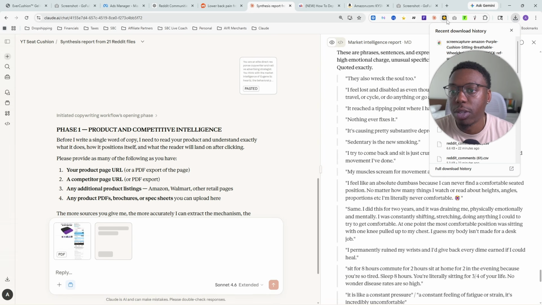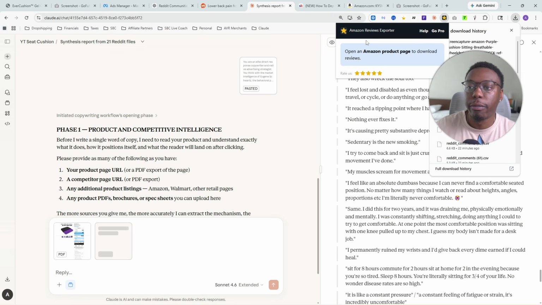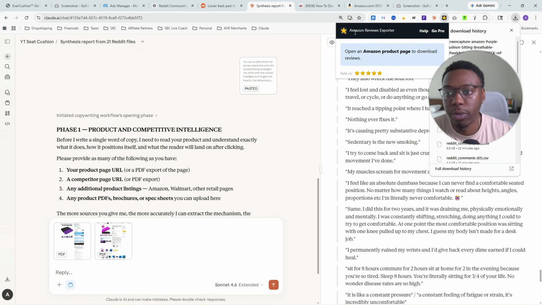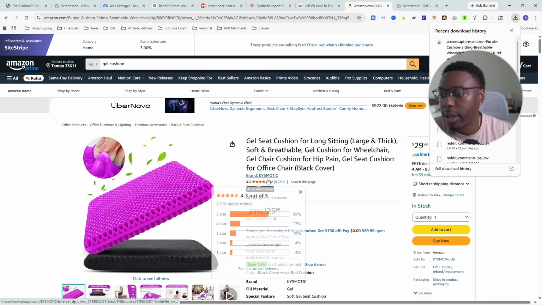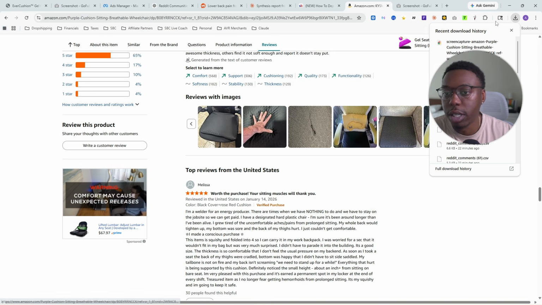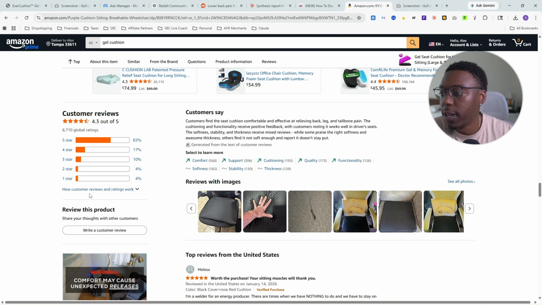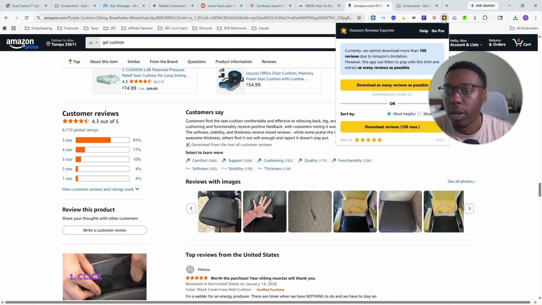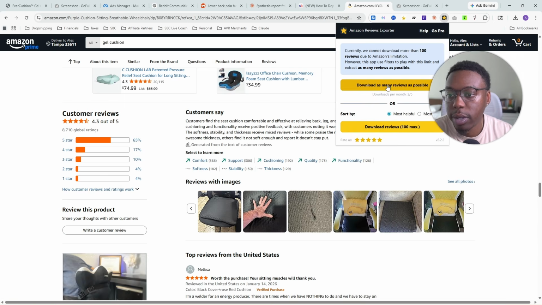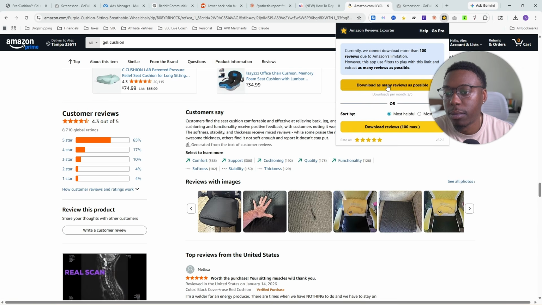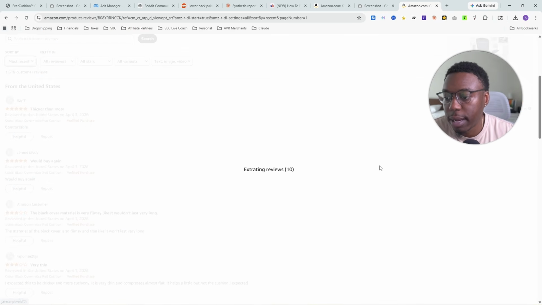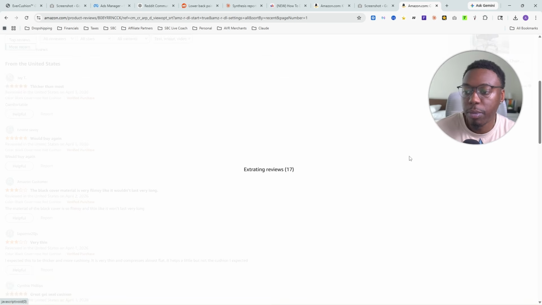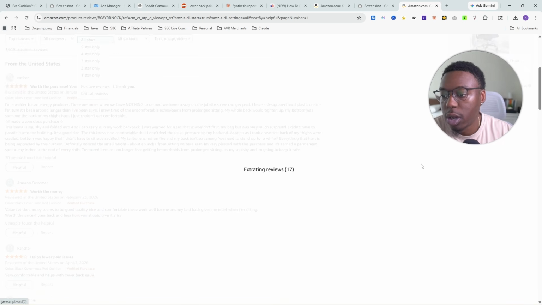This next one's also optional. There is an app called Amazon Reviews Exporter, and if you want to, you can also add the reviews in. So I can go here, see customer reviews, and then I can do download as many reviews as possible. This is a free extension, and I'm going to use this. Sometimes it doesn't download a ton, but even a few can help as well. So we're going to just do that.